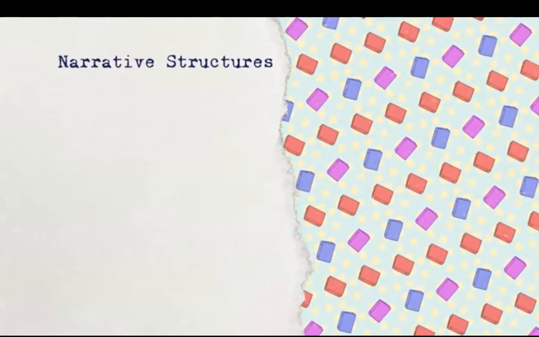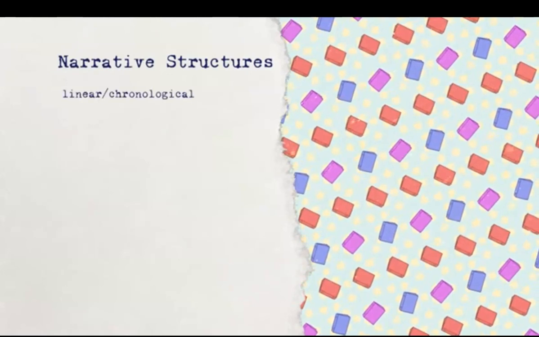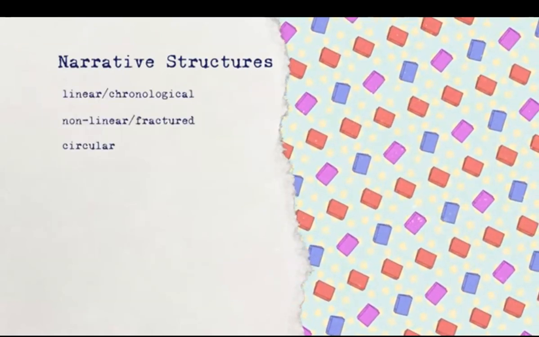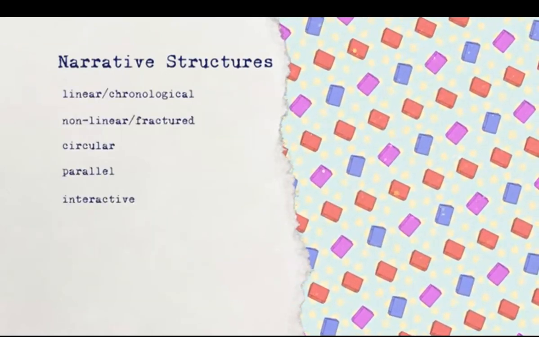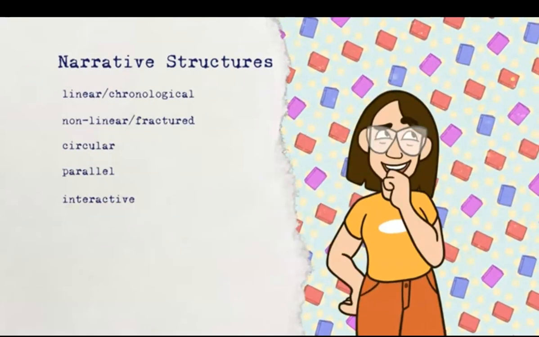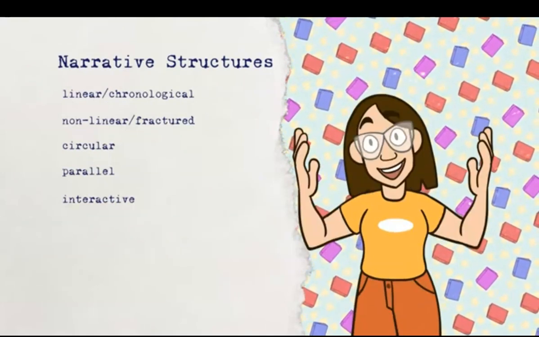The different types of narrative structures include linear or chronological, nonlinear or fractured, circular, parallel, and interactive, all of which can be used to emphasize certain themes or ideas within your story.